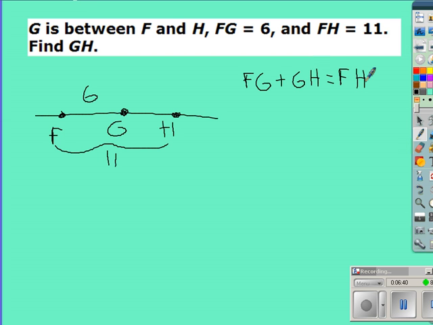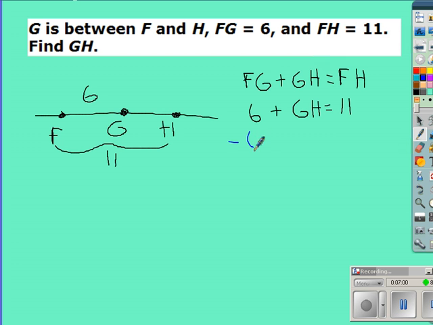Now I plug in the numbers I know. FG is 6. GH, well, I don't know GH, so I'm going to leave GH alone. Remember, when I don't have a line above it, it's just a number. It's like if you were putting X there or anything else. And FH equals 11.